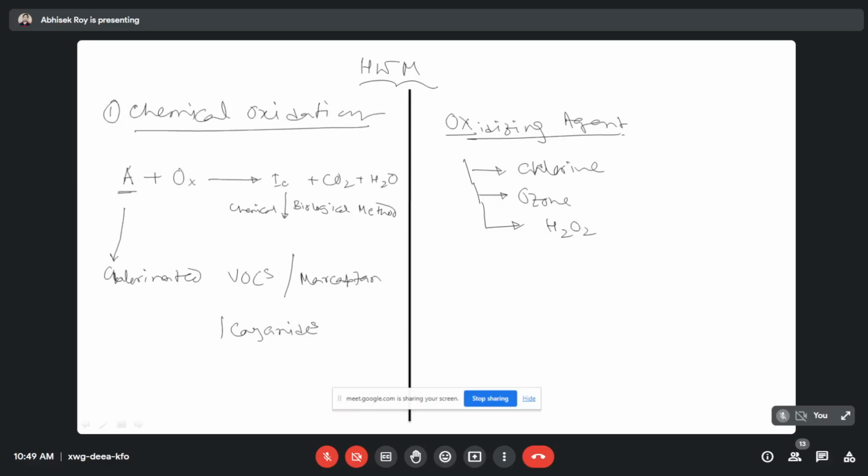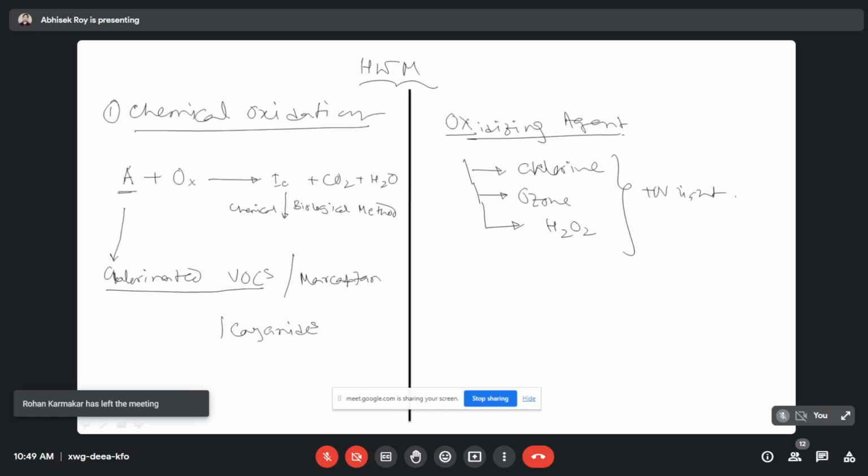Normally UV light is also supplied with these chemical oxidants, that means with chlorine, ozone or H2O2. Along with them some UV light will be supplied to accelerate the oxidation of specifically fluorinated VOCs. When fluorinated VOC waste is there, not only the oxidizing agent like chlorine, ozone or hydrogen peroxide, but along with them some UV light also will be supplied, which will accelerate the oxidation process.